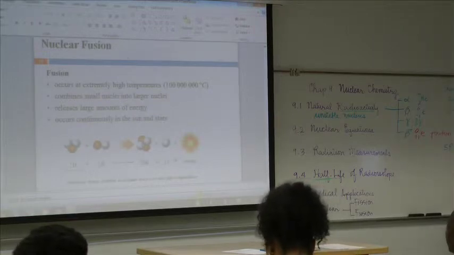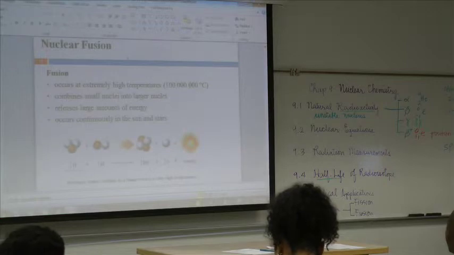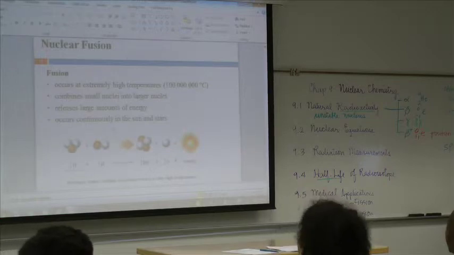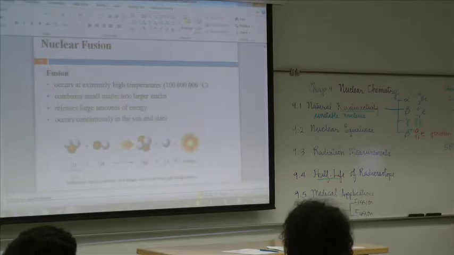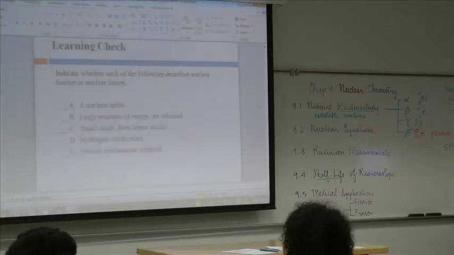Fusion occurs in the sun, right? And stars. So to form helium, tritium combines with a hydrogen atom to form deuterium. So tritium and deuterium combine to form helium plus a lot of energy.